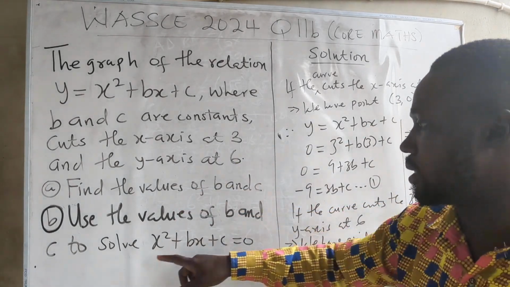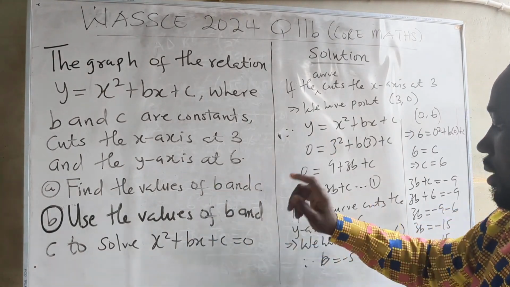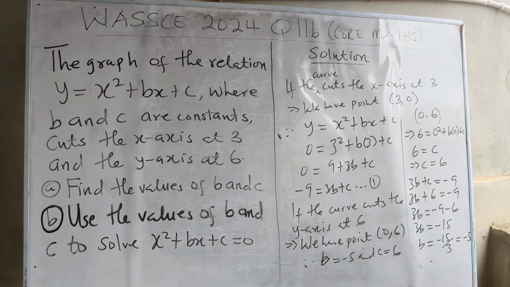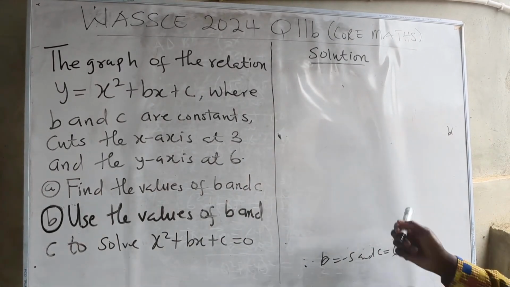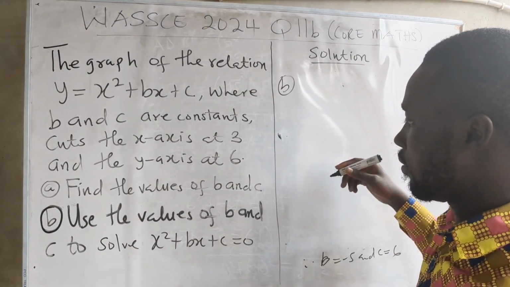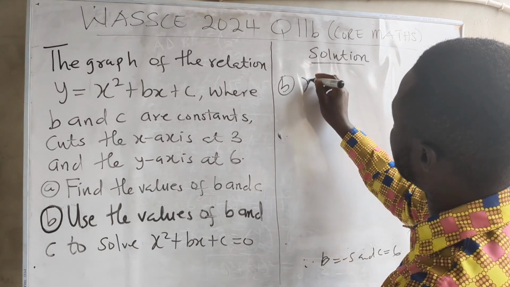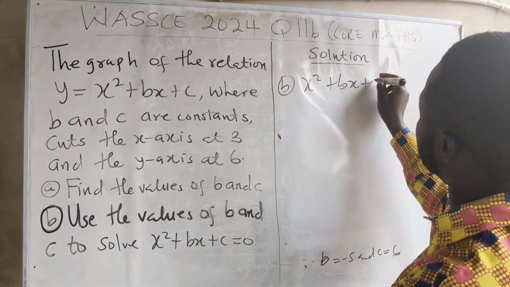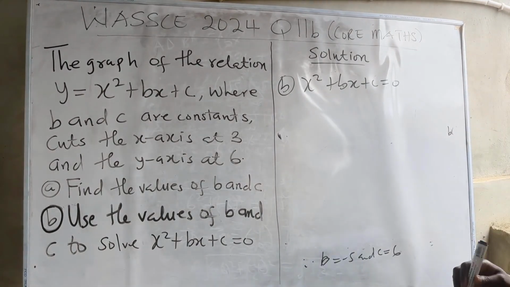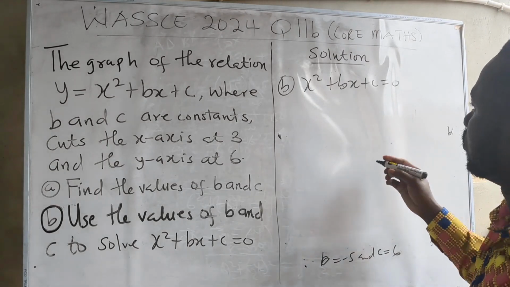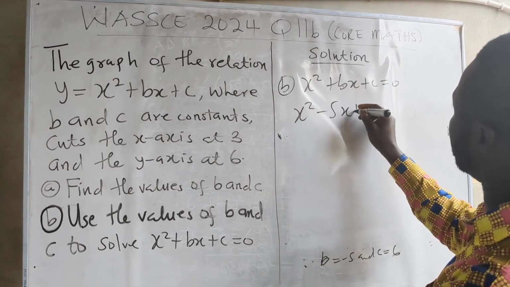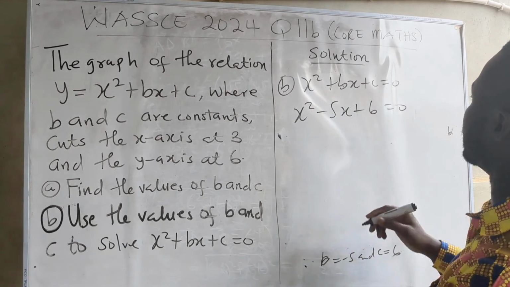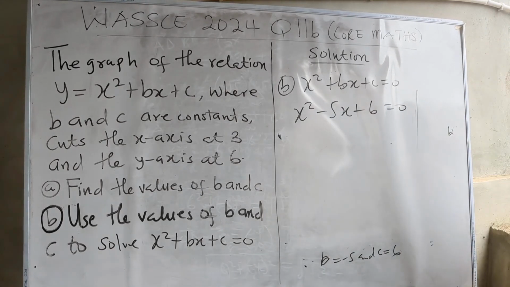Use the value of b and c to solve s squared plus bs plus c equal to 0. So our b is negative 5, our c is 6. So in the question b, we have s squared plus bs plus c equal to 0. So we are going to solve this quadratic equation by substituting the value of b and then c. So our quadratic equation becomes s squared minus 5s plus 6 equal to 0.